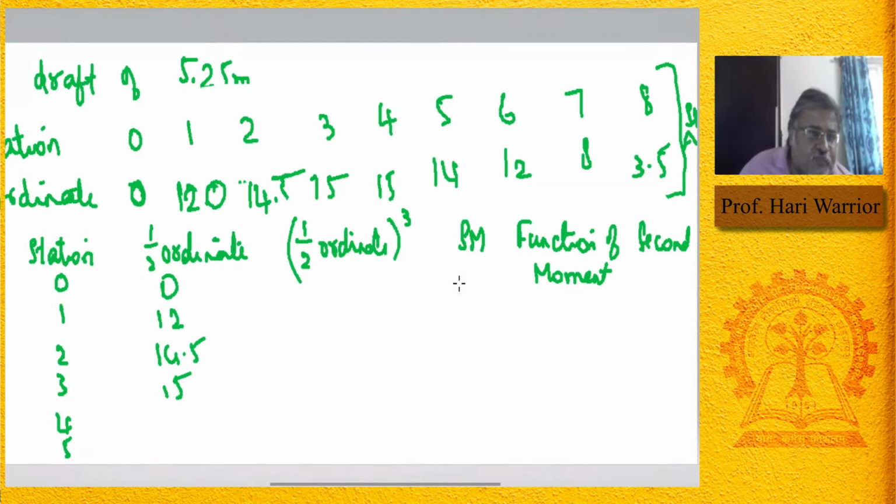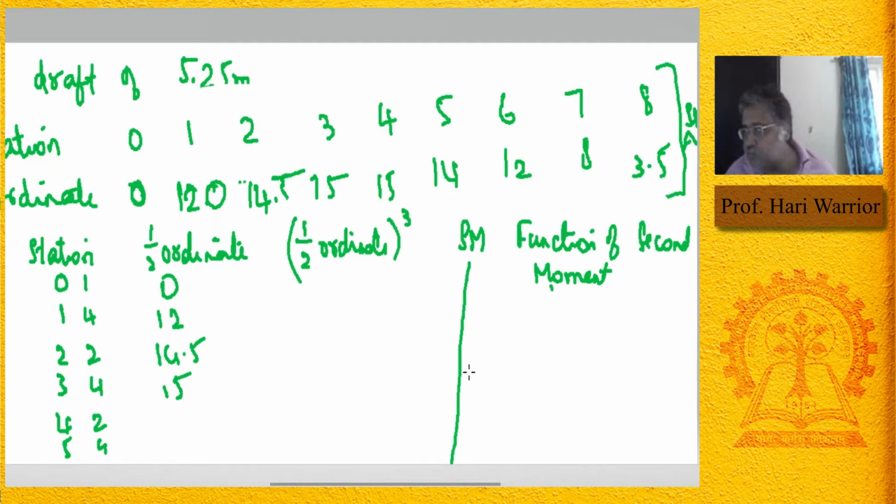Why is there a doubt? It is just the same 1, 4, 2, 4, 1 thing. The first station will have 1, this station will have 4, this station will have 2, next station will have 4, 2, like that, 4, 1, the whole thing. So 2, 4, 2, 4, like this. You put the Simpson's multiplier here and then find the function of the second moment, which is half ordinate cubed into Simpson's multiplier. So with that, you tell me what do you get for the sum of the function of the second moment?